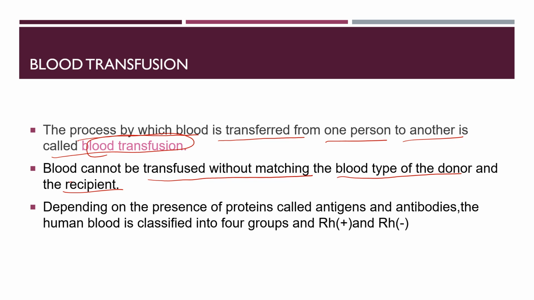Depending on the presence of proteins called antigens and antibodies, human blood is classified into 4 groups, and there are the Rhesus positive and Rh negative factors. What are these two? We will learn that also, and we will learn what the 4 groups of blood are. So Rh positive and Rh negative are the Rhesus factors, and there are 4 blood groups. Let us see what the blood groups are.